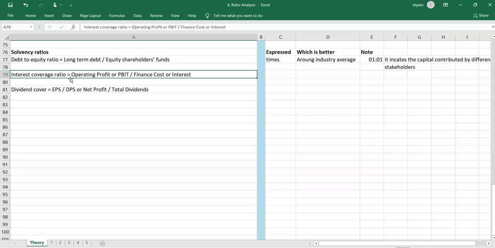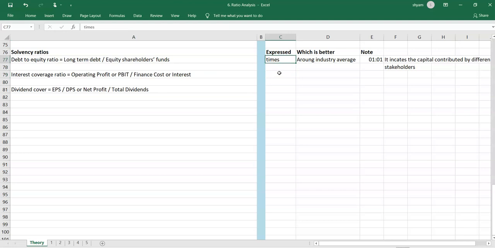The next one is interest coverage ratio. So interest coverage ratio is about whether the company has sufficient operating profit to pay the interest. Okay, so this ratio is again referred to in terms of times, right? And whether it's higher or lower, it should be around the industry average. And usually we can say that the ideal is 8 times or something. Okay, ideal is 8 times.